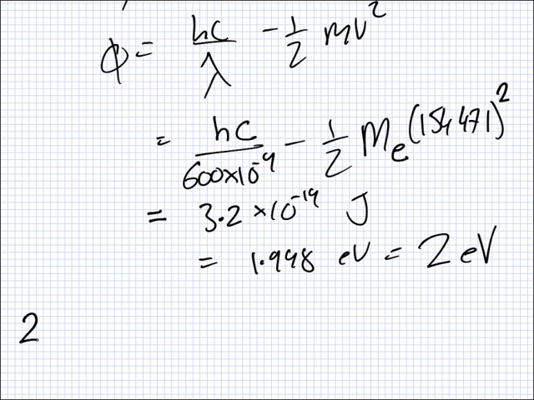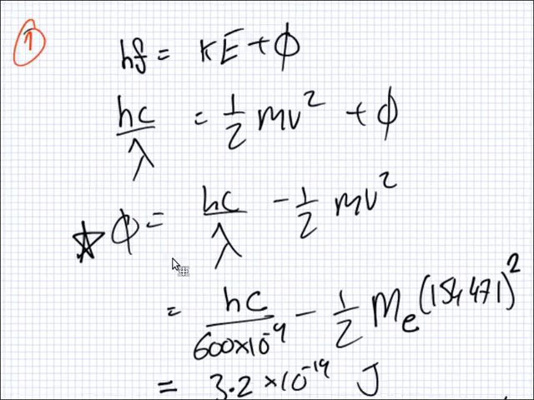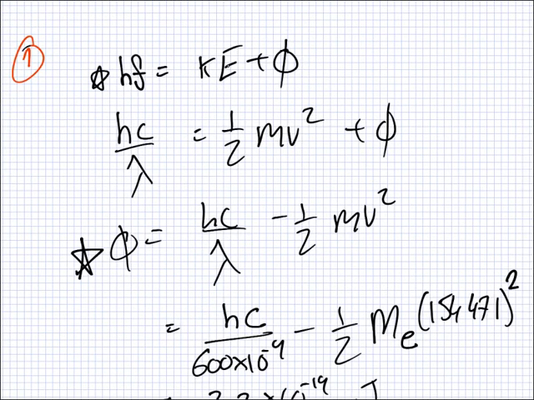Okay, 2A. This time, I give you the work function, and I give you the wavelength, and I want the kinetic energy. So hf equals KE, look, I don't have to rewrite it. Here it is right here, okay? So I want the KE this time.